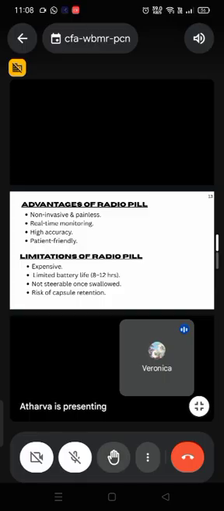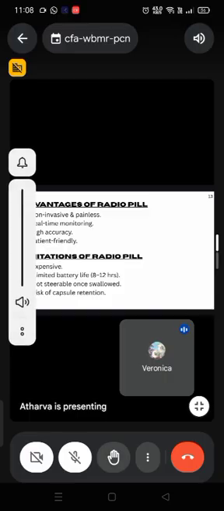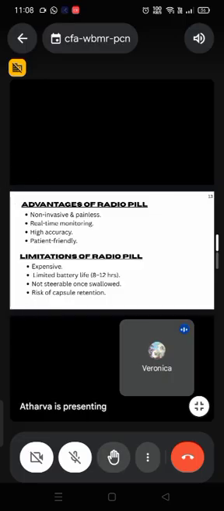Overall, it is a patient-friendly option compared to other procedures. Limitations of capsule endoscopy: it is expensive, it has limited battery life of about 8 to 12 hours, and it is not steerable once swallowed, and there is a risk of retention. In rare cases, the capsule gets stuck, requiring medical intervention.